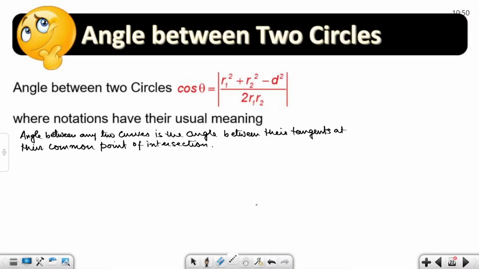So how to find the angle between two circles? Let me just draw two circles first. So this is my first circle and let us say this is my second circle. Okay, let me draw it a little bigger. Now, finding the angle between these two circles is the same as this: this is the point of intersection, right? This is the common point of intersection. So I will simply draw tangents at this point. For the first circle, this is the tangent, and for the second circle, let us say this is the tangent.